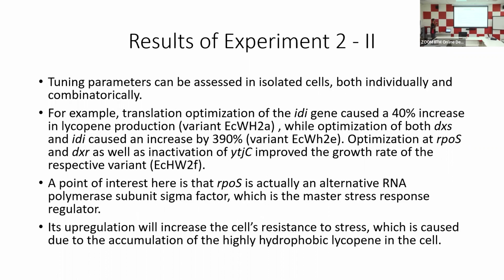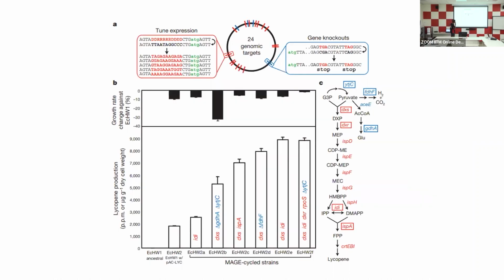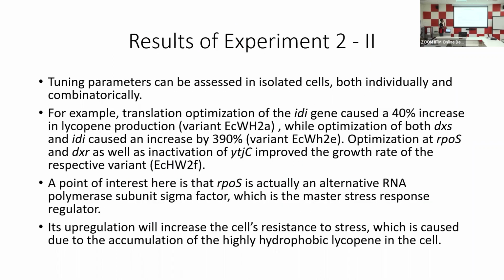Secondly, tuning parameters can be assessed in isolated cells. So which optimization of which gene, along with which gene, causes the maximum lycopene production can also be assessed in isolated cells. For example, the IDI gene, which was one of the enzymes. In this variant, ECSWA, only the IDI gene was optimized, which caused a 40% increase in production.